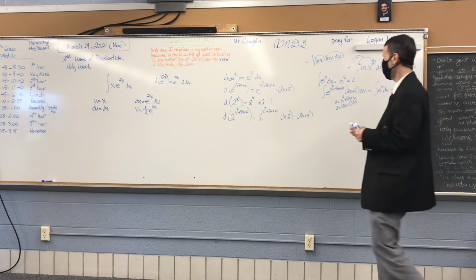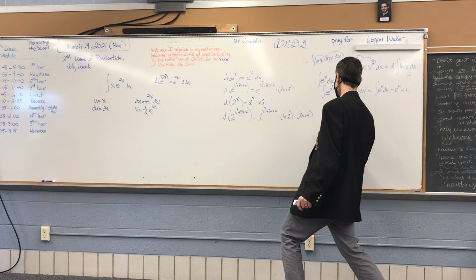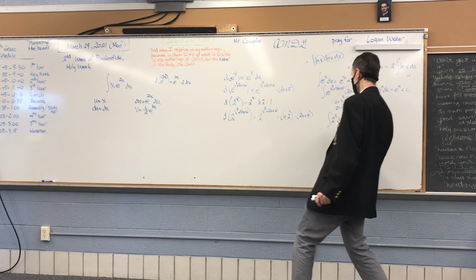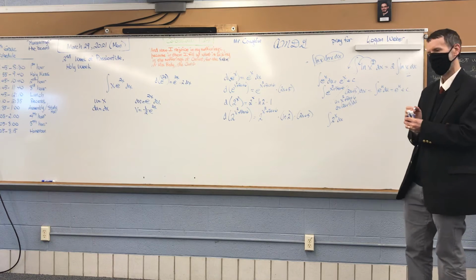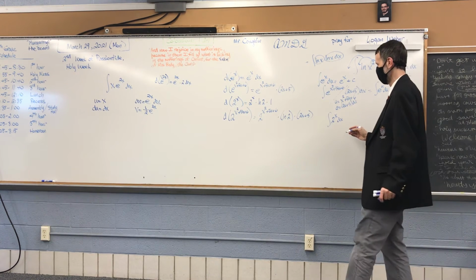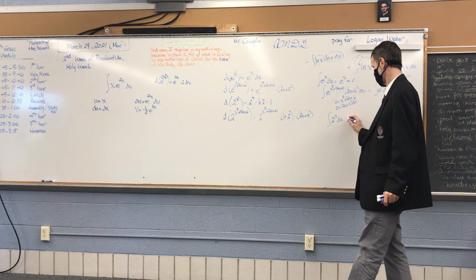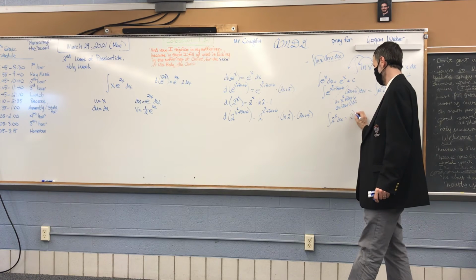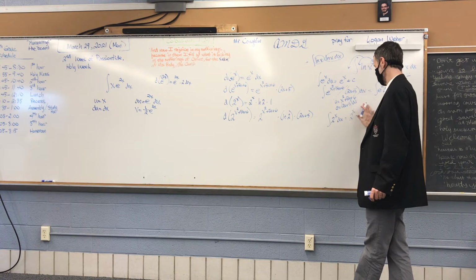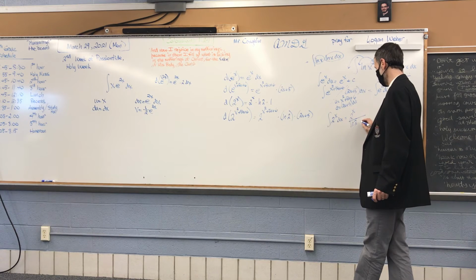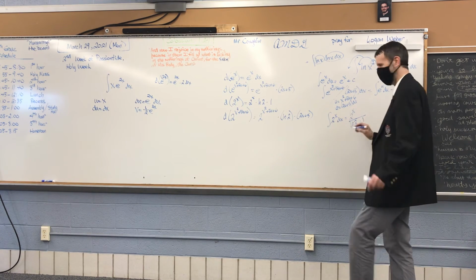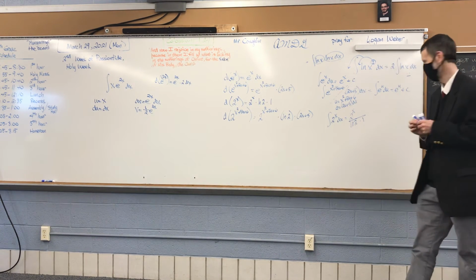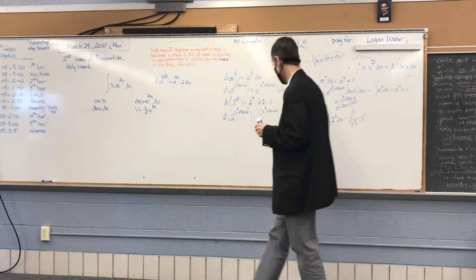So down here though, what's the antiderivative of 2 to the x dx? 2 to the x still. 2 to the x divided by ln 2. Technically ln 2 divided by 1, because of the chain rule. Plus c.